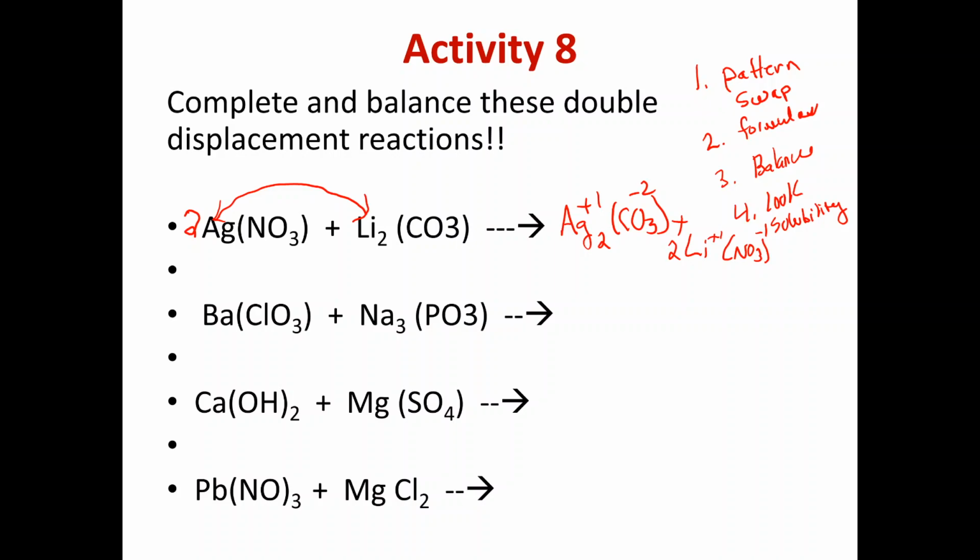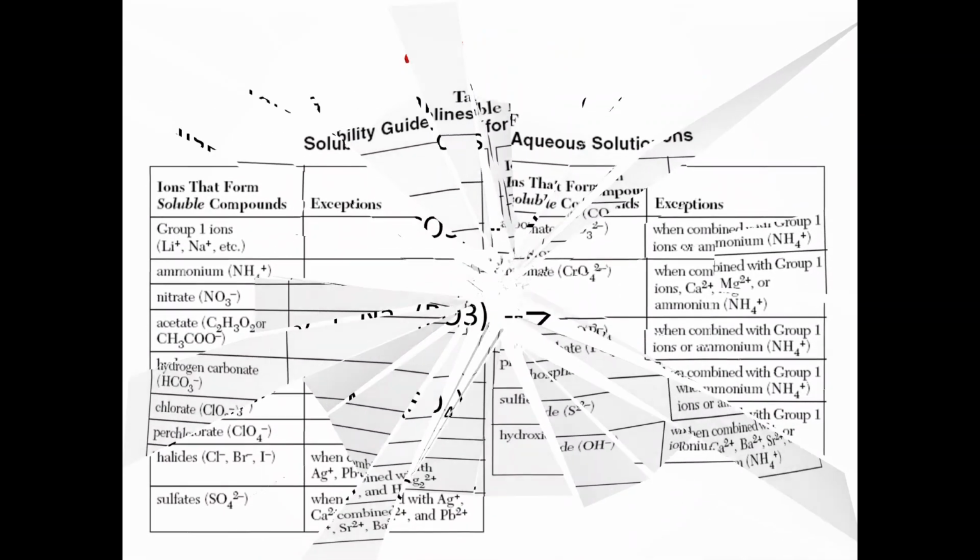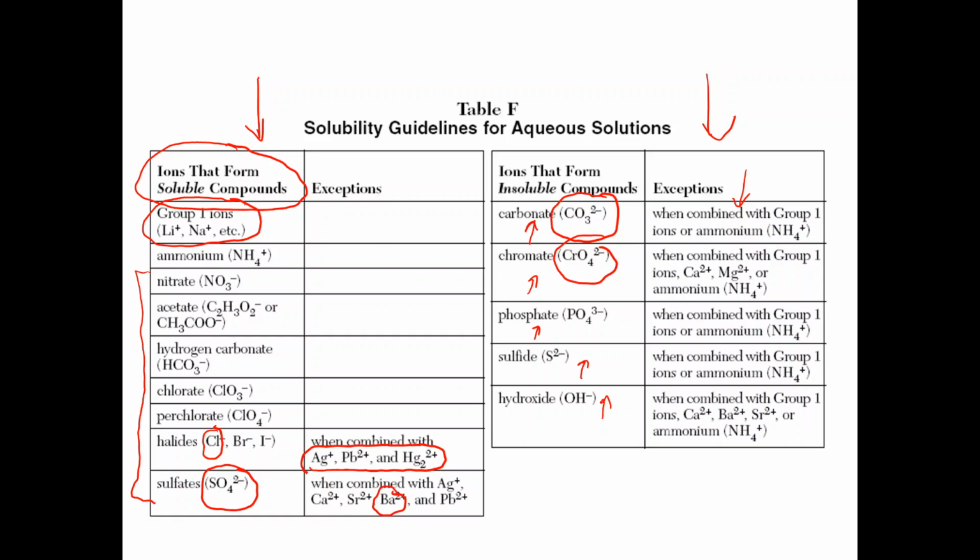Okay, next thing we're going to do, let's look up some of these guys. Are they soluble or aqueous? By the way, we're going to assume that these guys were aqueous. But now we want to know whether our products are aqueous. Are they soluble or insoluble? If they're soluble, they're aqueous. If they're insoluble, they're solid. Let's look up carbonate first. Okay, where is carbonate on this thing?